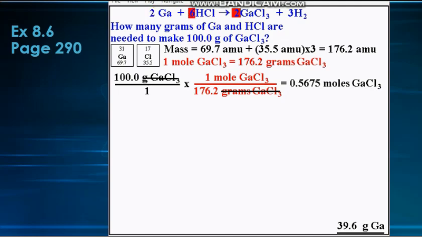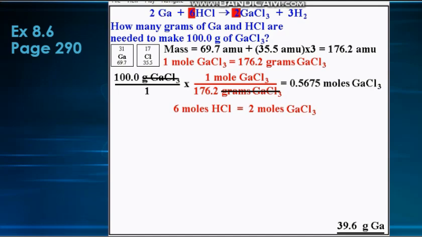So, let's look at the relationship between GaCl3 and HCl. The number to the left of HCl is a 6. That means there are 6 moles of HCl in this equation. There are 2 moles of GaCl3, so the conversion relationship is 6 moles of HCl equal 2 moles of GaCl3.